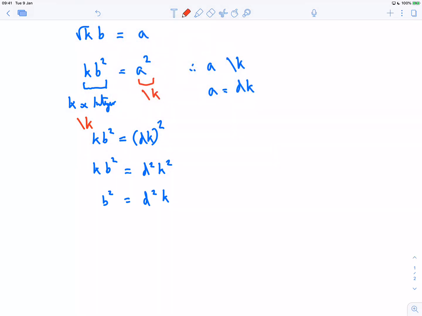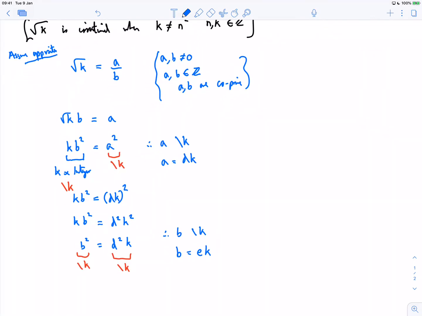We run into a similar problem. The right hand side is d squared times k. d is an integer, and k is an integer, so the whole right hand side is just an integer multiple of k, so it's divisible by k, which means b squared is also divisible by k, which means that b is divisible by k, then b equals some multiple e of k. And now can you see the problem? We've just proven that a and b are multiples of k. Therefore, they are not co-prime because they have a common factor of k. They are not fully reduced.